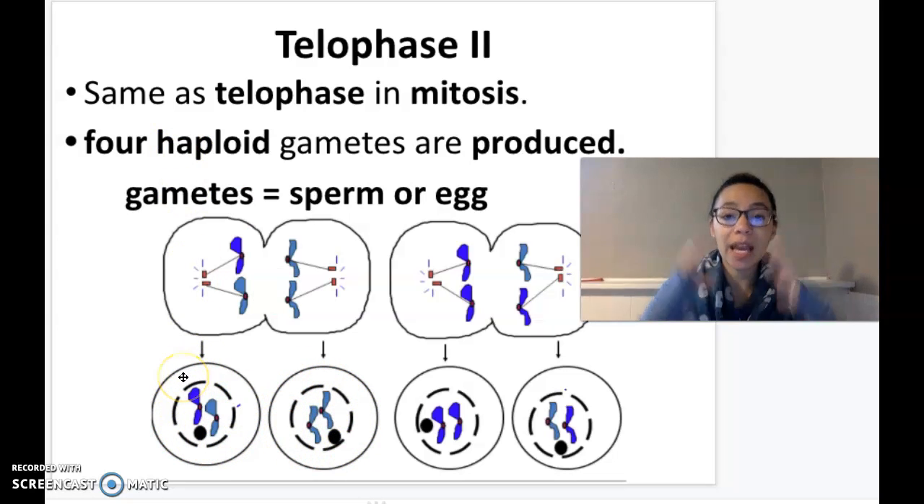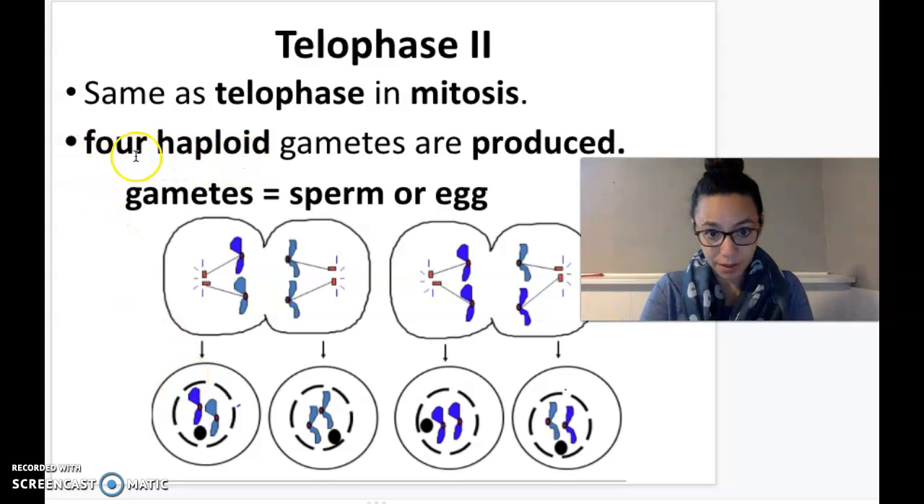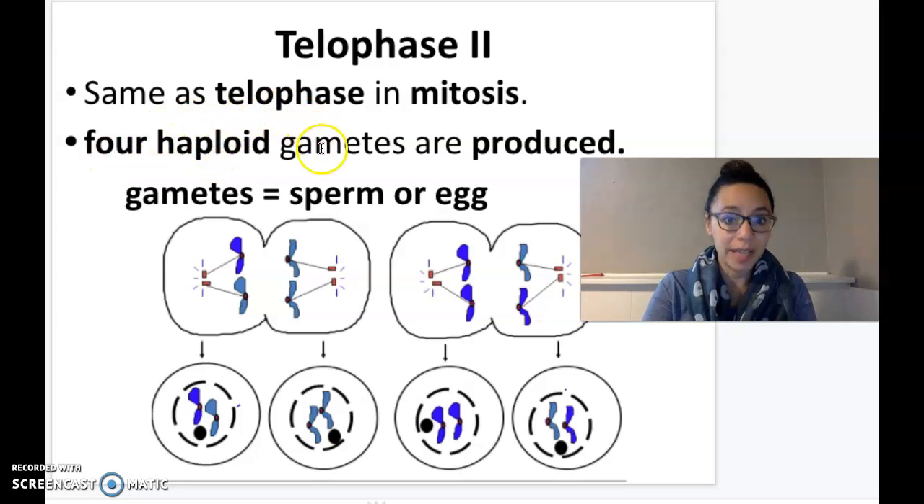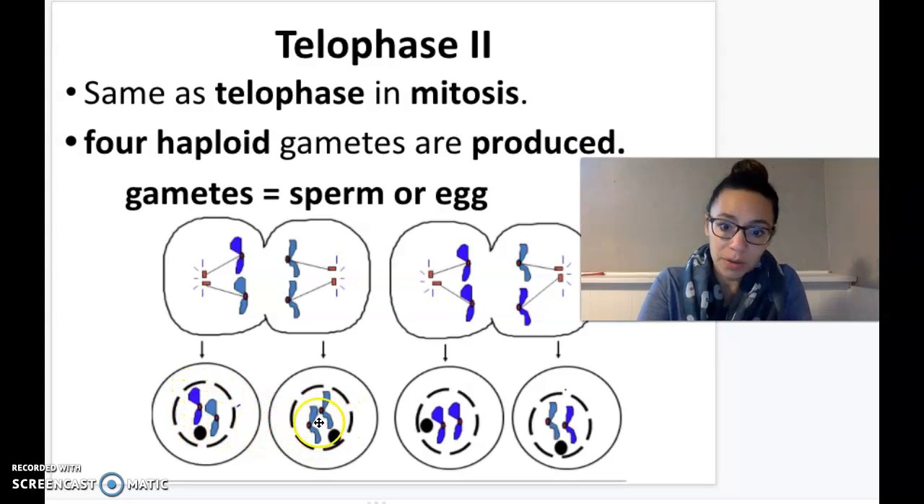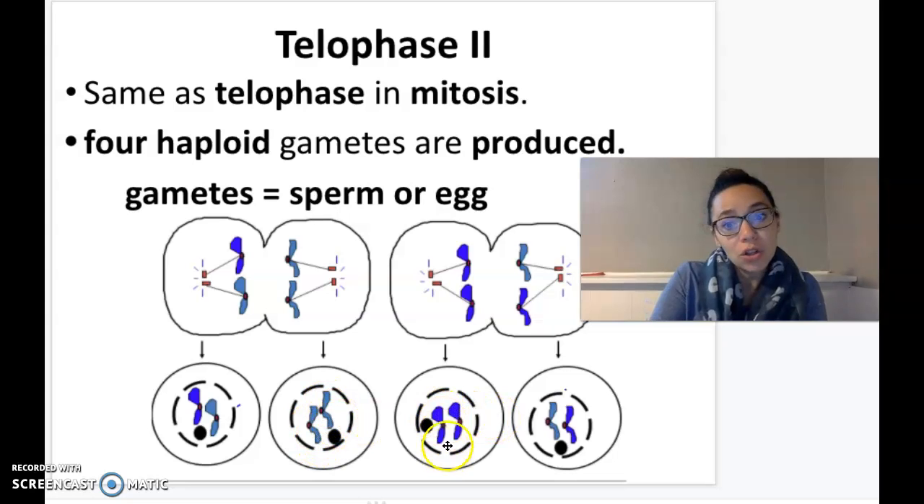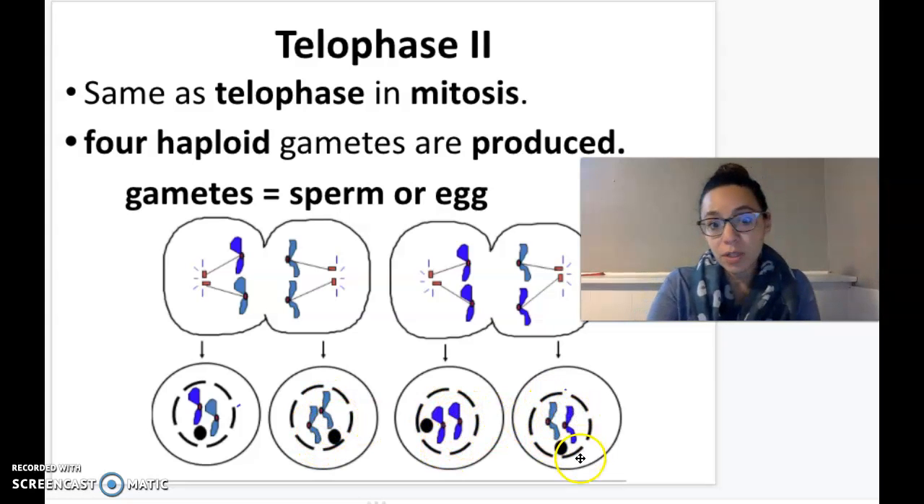But now the end result, since this happened twice, we end up with 4 cells. So 4 haploid gametes. Haploid, they have half the number of chromosomes as the original cell. So we got 4 sperm or 4 eggs. And you can see here that they're each genetically different. This one has one dark chromosome, 1 light chromosome. This one has 2 light chromosomes, 2 dark chromosomes, 1 light, 1 dark.